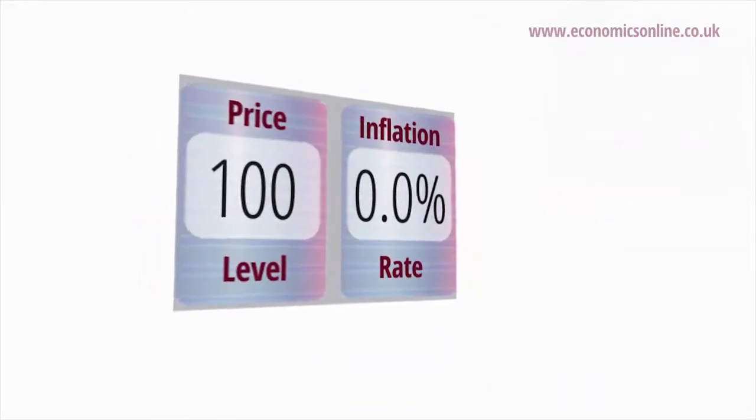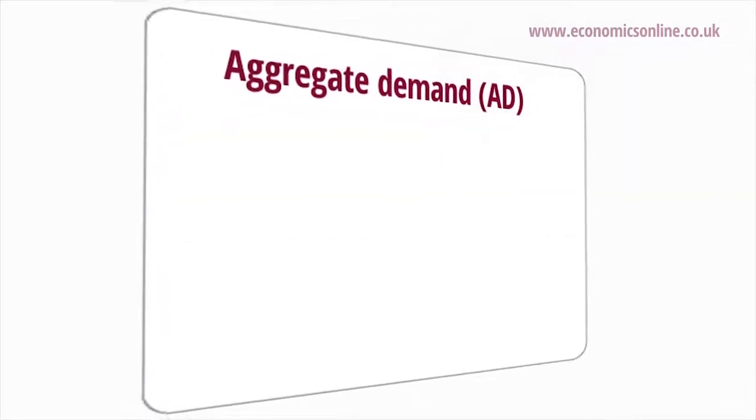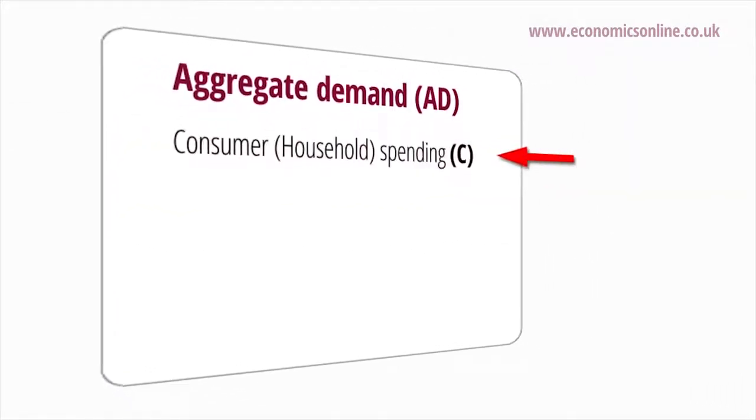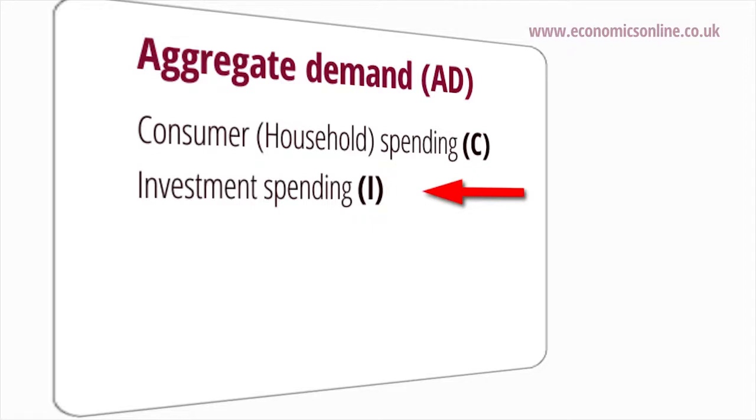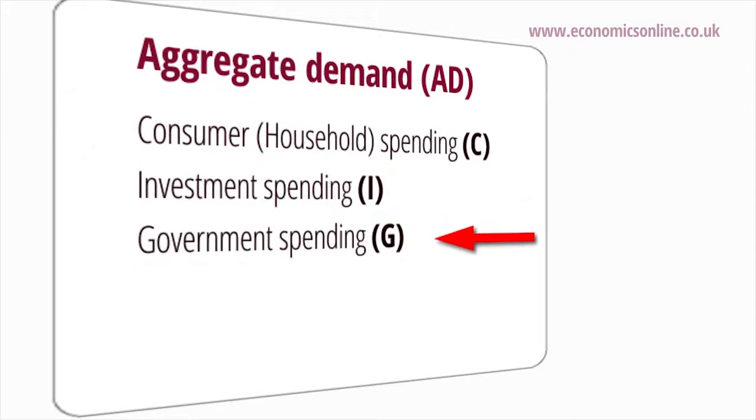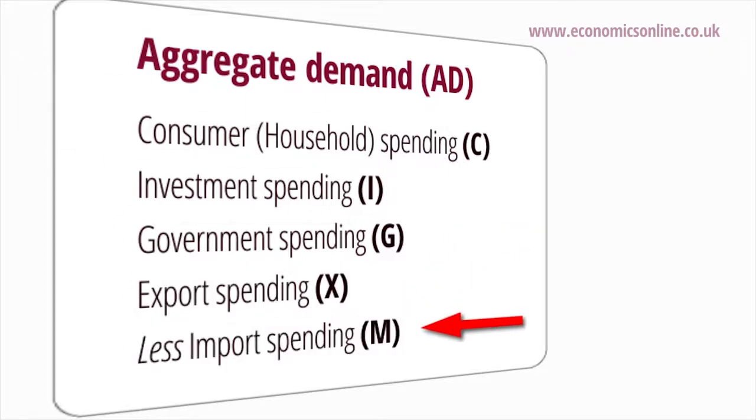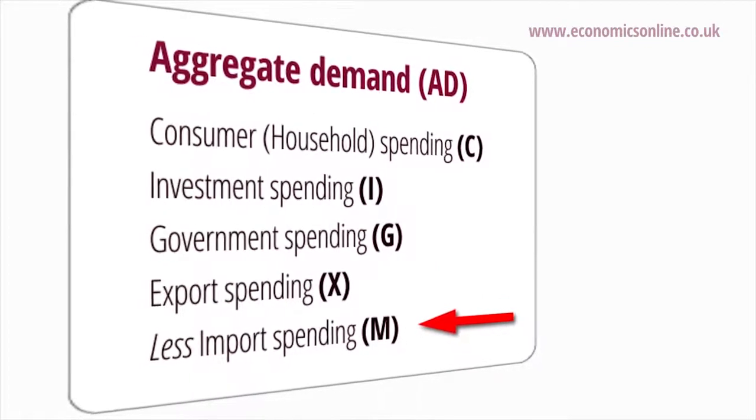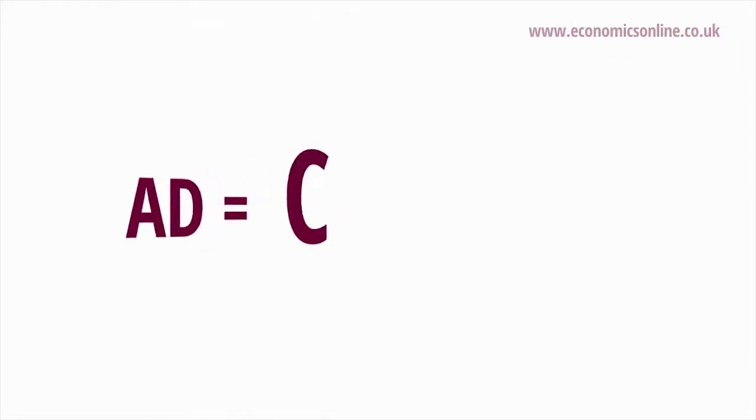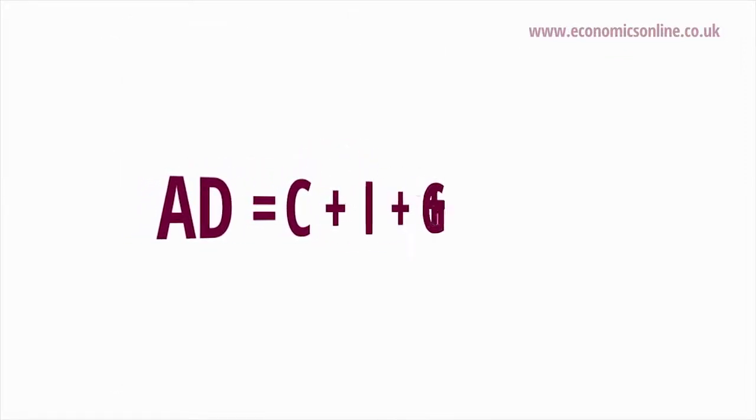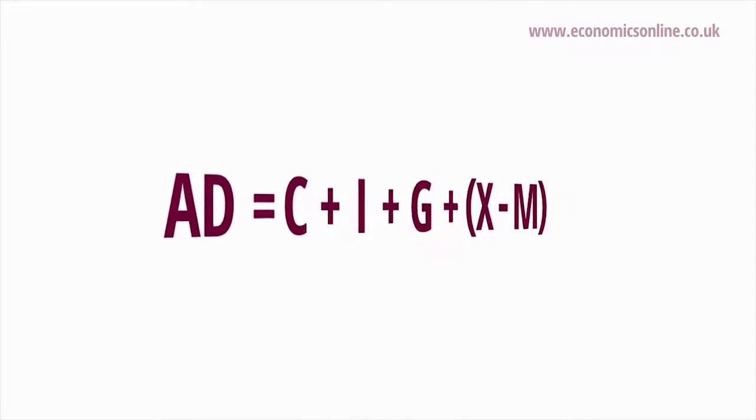An economy's aggregate demand, or AD, is comprised of private sector spending, of which consumer spending is the largest component, spending by firms on capital goods, called investment, government spending on public goods, merit goods, and transfers, plus net export spending, which is overseas spending on an economy's exports less spending on imports. From this, we derive the AD equation, which is AD equals C plus I plus G plus X minus M.